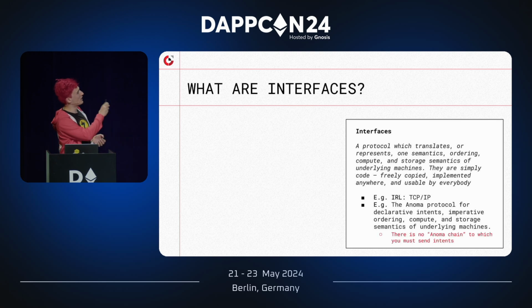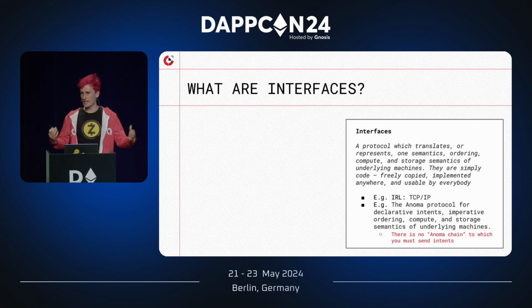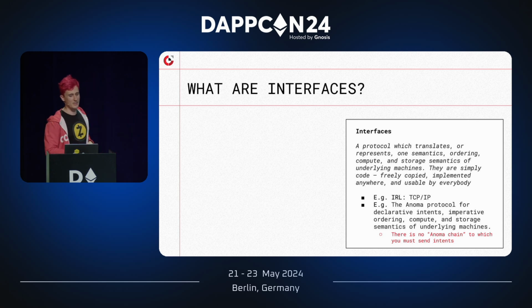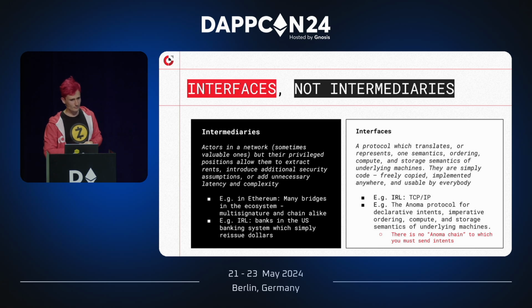Actually, in the blockchain world, there's also another great example here, which is IBC. Two chains can just decide to talk to each other. They do not have to route via a central intermediary. Yeah, so this is very important to me that everyone understands this. There's no Anoma chain to which you must send intents. You can just use Anoma as the protocol, the interface, without going via any specific Anoma chain. You can use this on whatever settlement system that you care about.